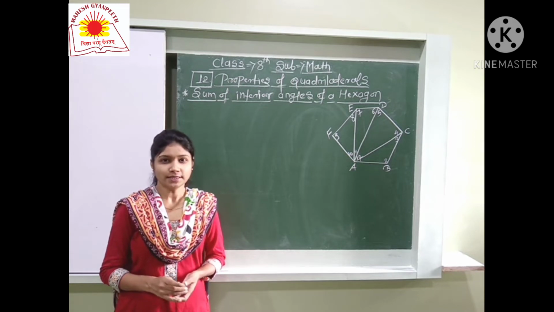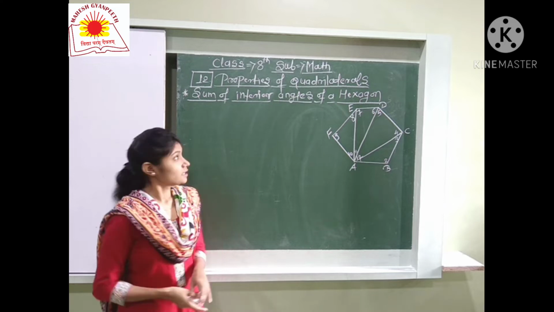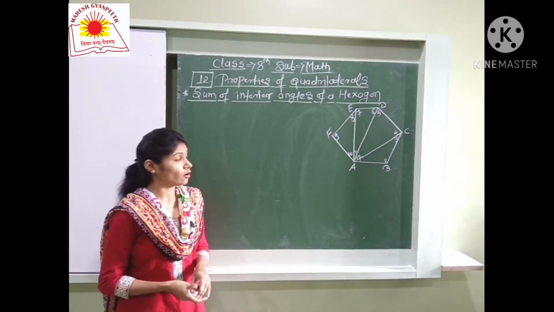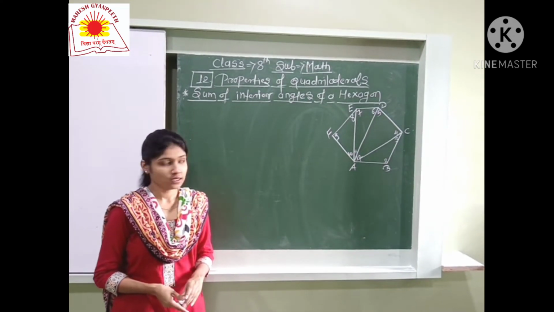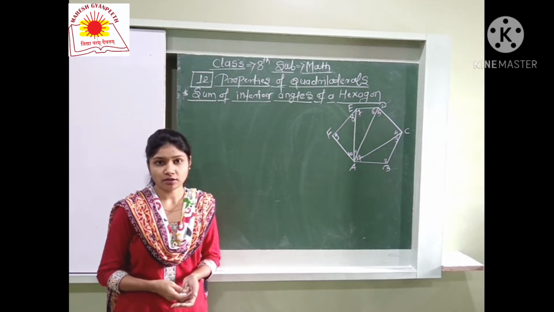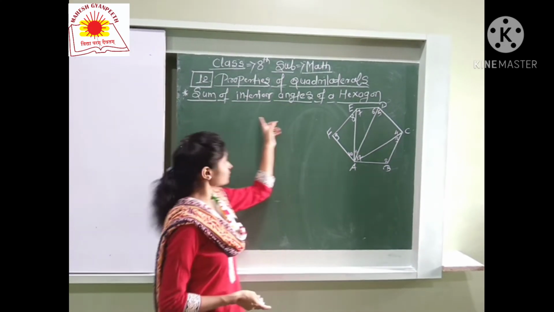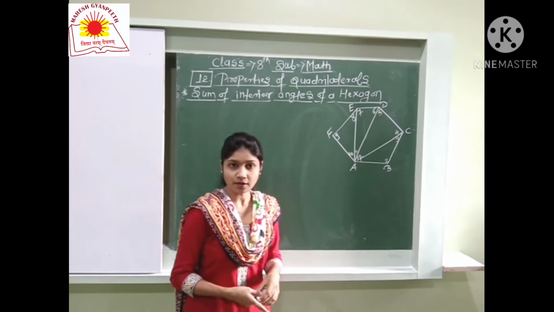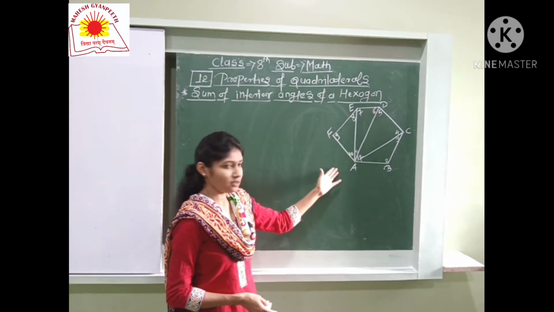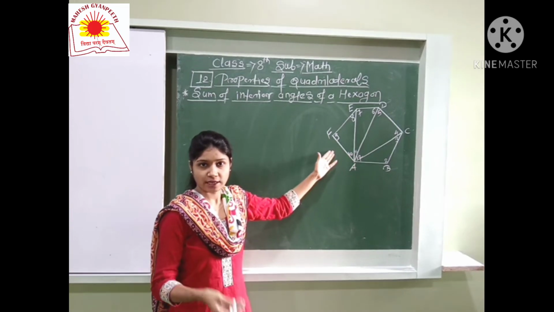Very good morning, students. In properties of quadrilateral, our today's topic is the sum of interior angles of a hexagon. All of you know the sum of the interior angles of a pentagon. Now today we will learn the sum of the interior angles of a hexagon. Very simple, you have to use a similar method to the pentagon.